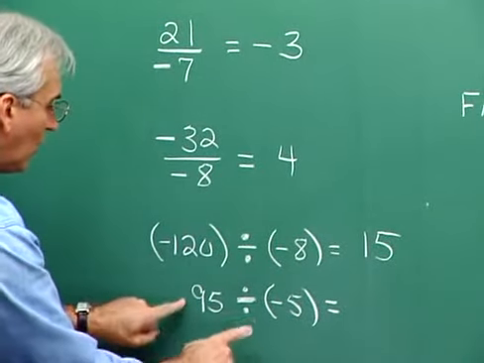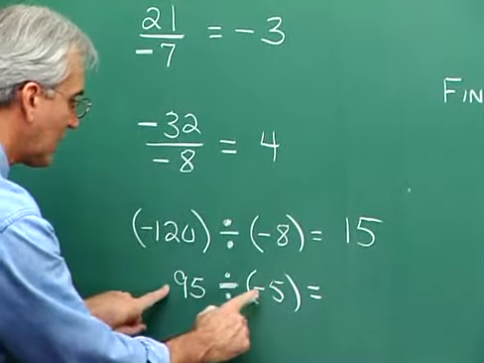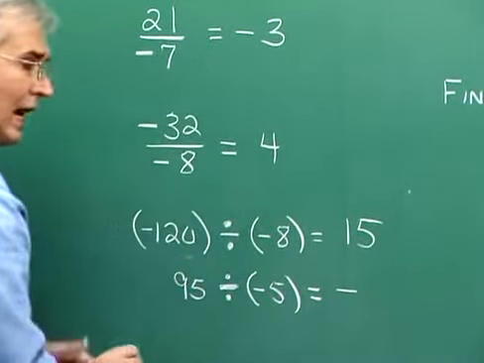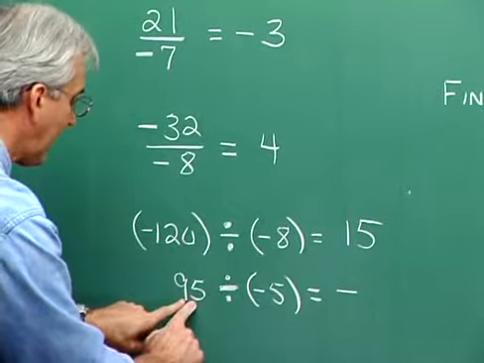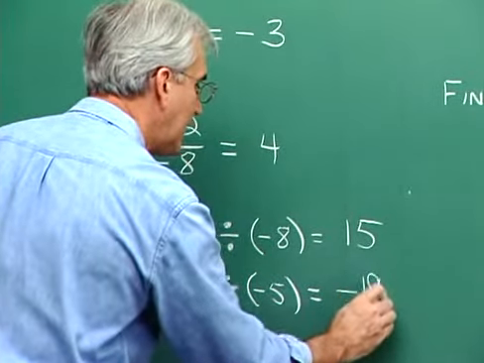In this one, once again, I'm looking at the signs as the first order of business. I have unlike signs. I'm going to get a negative result. And then I think about what I get for 95 divided by 5. Oh, that's 19. So negative 19 then is the answer.